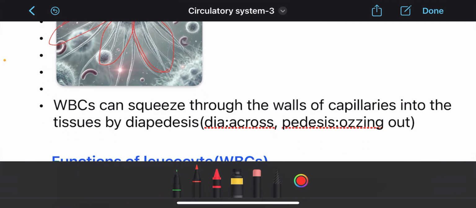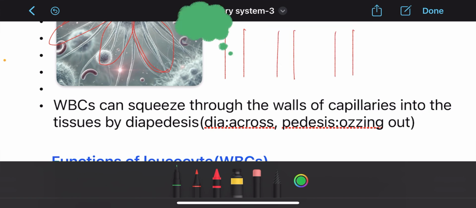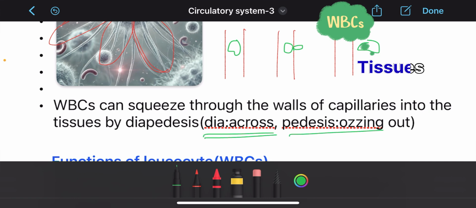WBCs can squeeze through the walls of capillaries into the tissues by the process called diapedesis. Like these are the walls of the capillaries which are one cell thick. WBCs can squeeze out through these walls into the tissues by the process called diapedesis. Dia means across and pedesis means oozing out.